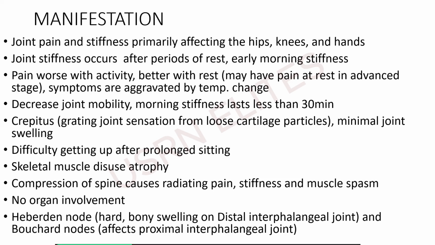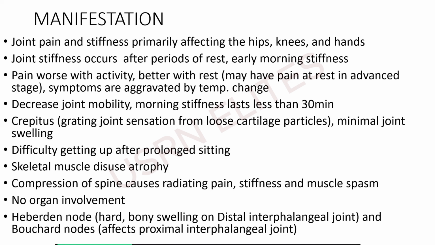Let's look at the manifestations and clues. We have what we call Heberden's nodes and what? Bouchard's nodes. Mind you, in rheumatoid arthritis, we have swan neck and what? Boutonniere deformity. You have those deformities, swan neck deformity and boutonniere deformity.